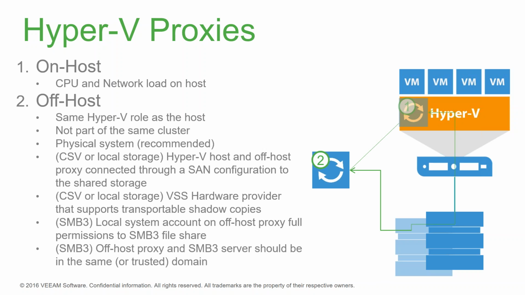We're going to use the hardware VSS with the transportable shadow copies. It's probably going to be a physical system, and it should be part of the same cluster. It does need to have the same Hyper-V role as that host. Just some of the rules. If you are looking at deploying an off-host proxy, I do strongly encourage you to take a look in the user guide while you're speccing everything out, because it makes life a little bit easier than trying to remember all of this paragraph of information.